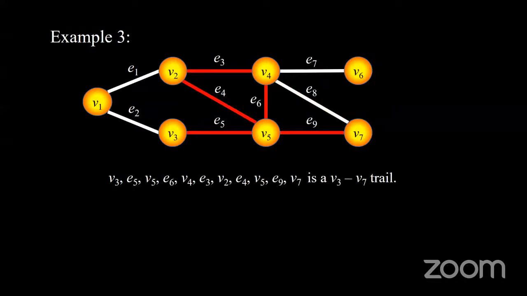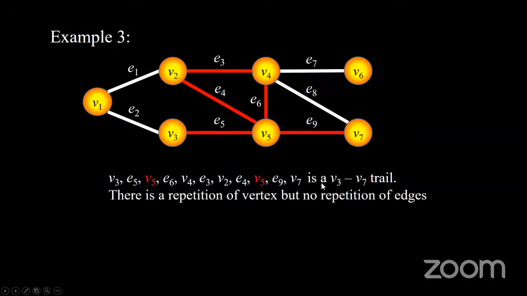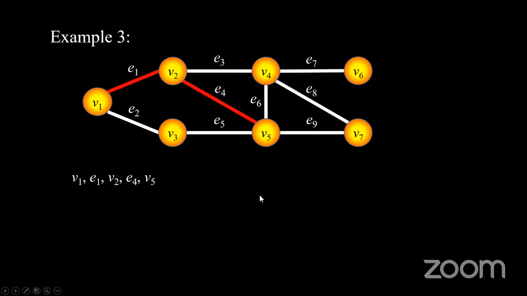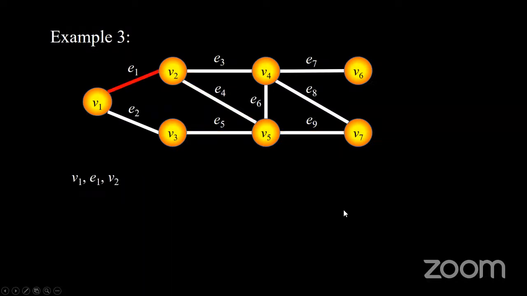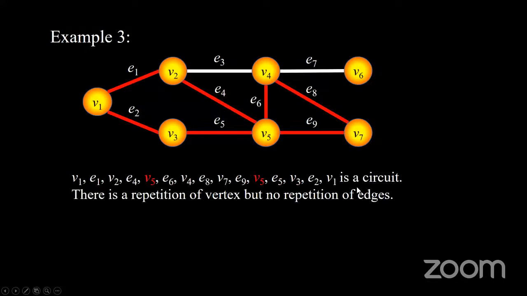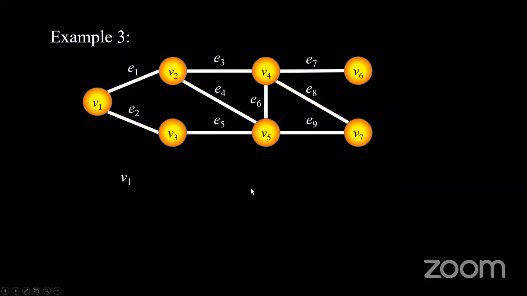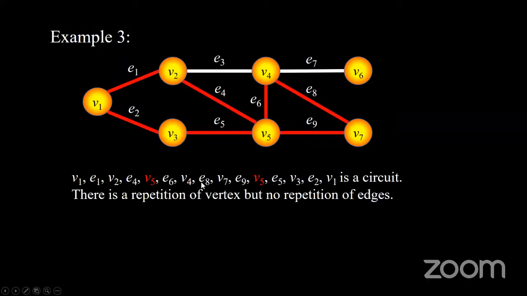Now another example. This is a trail if there's no repetition of edges. Again, this one is a trail. Although we have repetition of vertices, there is no repetition of edges, so this is a trail. Now this one is a sequence. Although there is a repetition of V5, it has no repetition of edges, so it is a sequence.